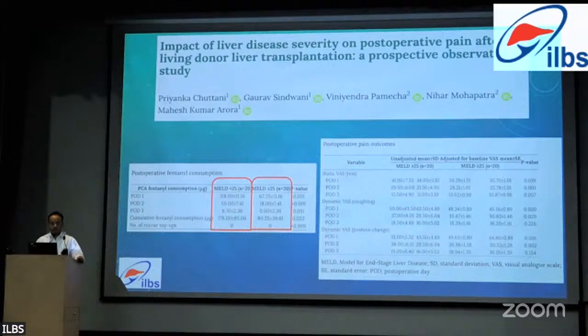We also found that the fentanyl consumption was mainly based on the MELD score of these patients, which actually signifies how advanced is the liver disease. Since patients with the advanced liver disease are likely to have a higher level of endogenous opioids, they are likely to consume less opioids in the post-transplant period.